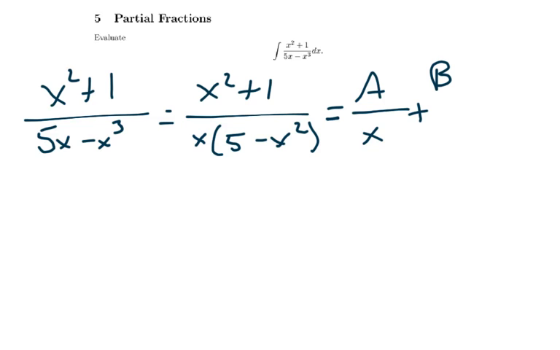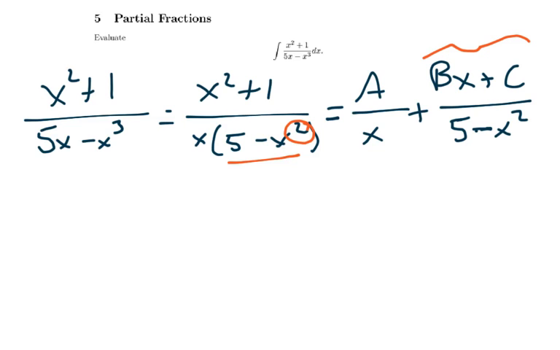Now, this is a little tricky, a partial fraction rule. If we have an x squared for one of our terms, we have to assume it can be written as Bx plus C over 5 minus x squared. So in general, you want the numerator one power lower than the denominator.